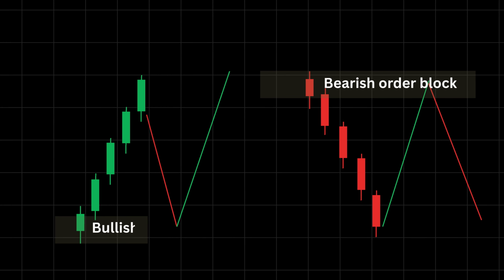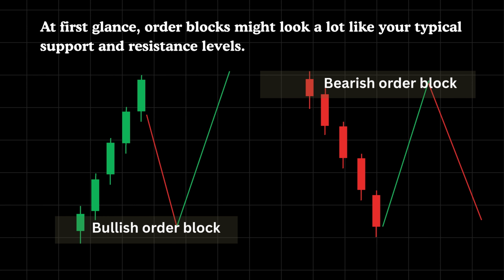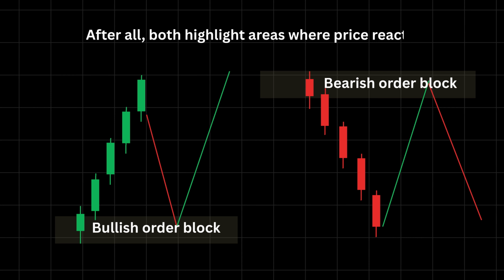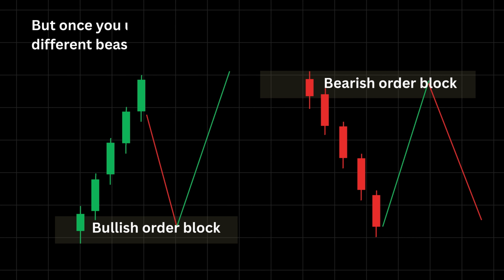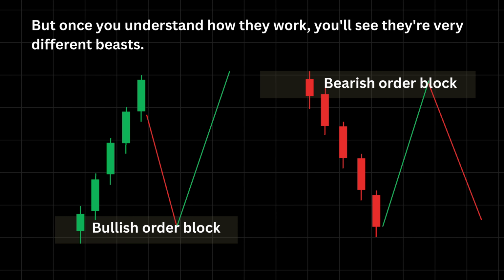Order blocks might look like support and resistance at first, but the difference is huge. Let's break it down. At first glance, yeah, they seem similar. Both highlight zones where price reacts. But once you understand what's really going on under the hood, you'll realize they're two completely different beasts.